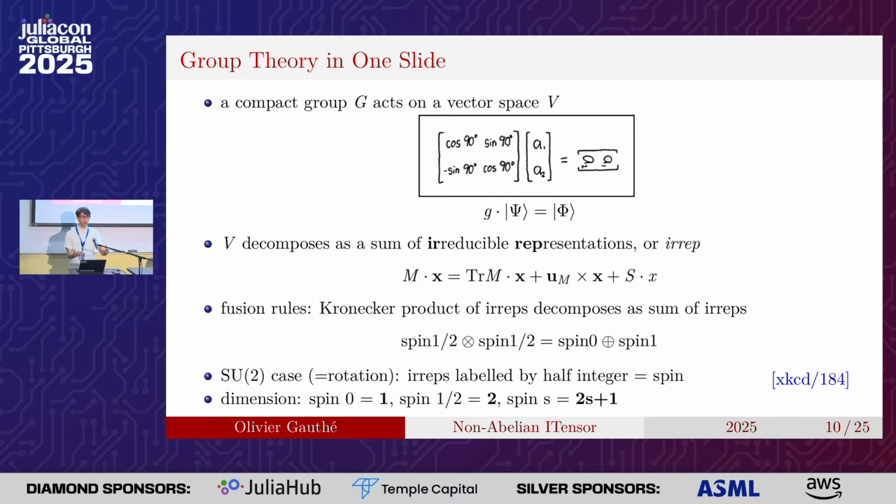And these irreps have fusion rules, meaning if I take 2 spin 1/2, I can decompose the space made of the tensor product of 2 spin 1/2. I can show that it decomposes as 1 spin 0 and 1 spin 1. And you can check that the dimensions match. Here you have 2 spins of dimension 2, because these are spin 1/2. So the dimension of this product space is 2 squared, that is 4. And the dimension on the right is the dimension of the spin 0, that is 1, and the dimension of spin 1, that is 3.